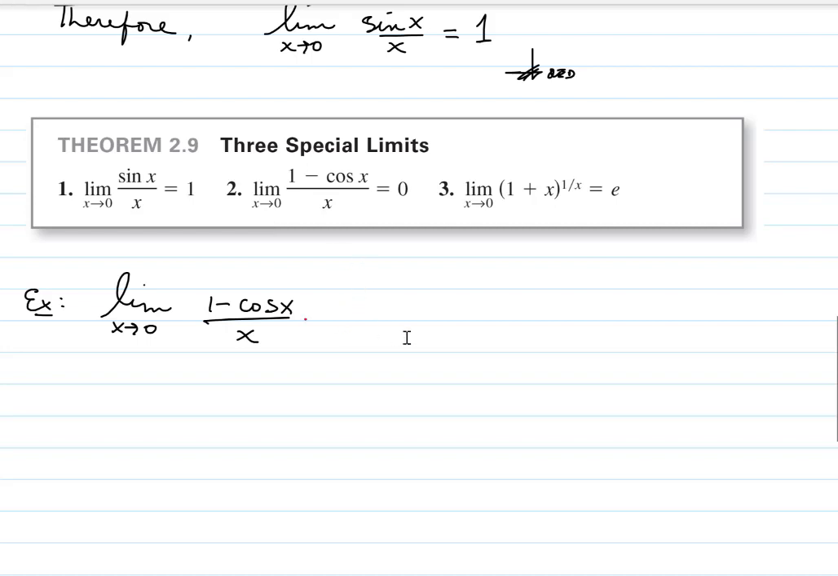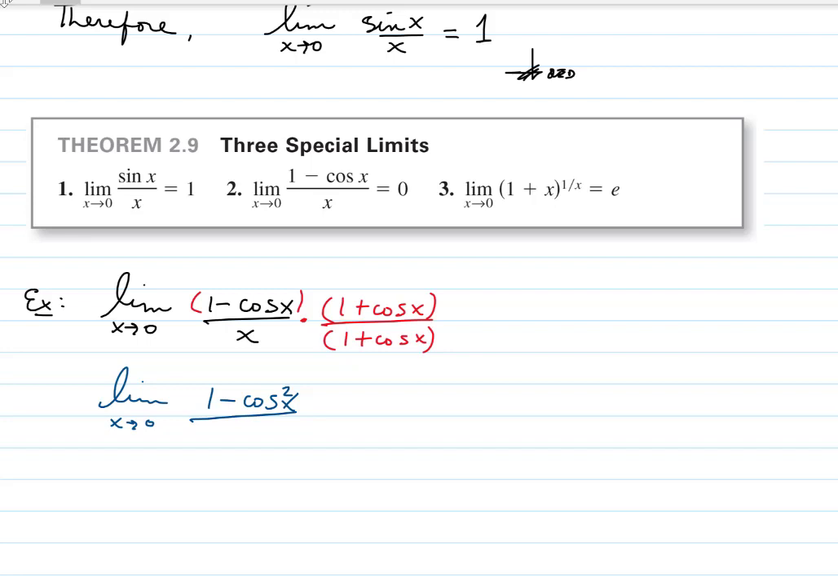So if you remember the conjugate idea, I'm going to multiply here top and bottom by 1 plus cosine x all over 1 plus cosine x, so same thing, okay? So I'm going to get that the limit is still the same thing as x goes to 0 of what? Well, when you distribute the numerator, you're going to get 1 minus cosine squared x, all of this divided by x times 1 plus cosine x.